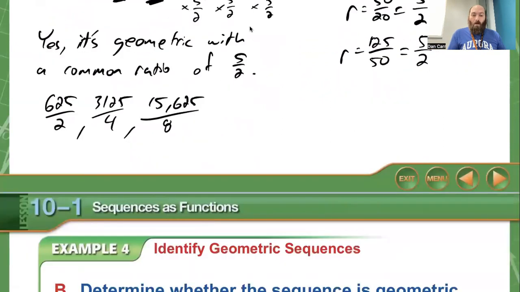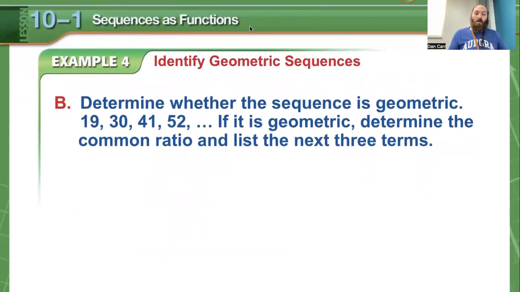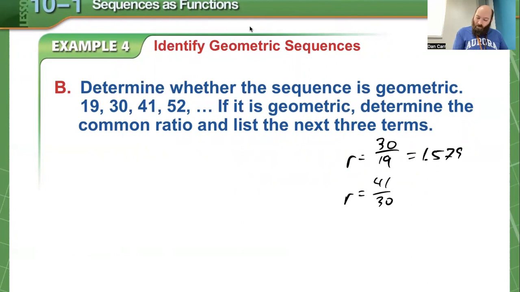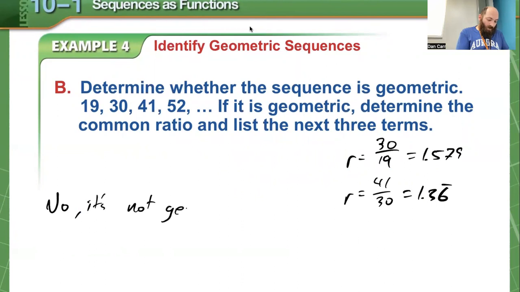All right. Determine whether this one is geometric. Again, we're going to confirm this. If we look at our numbers, let's check consecutive terms. 30 divided by 19. In case it might help, I'm going to turn it into a decimal number real quick. That is 1.579. I'm just leaving it like that to compare when I get to the next step. So 41 divided by 30 is 1.36 repeated. What that tells me is no, it's not geometric here.